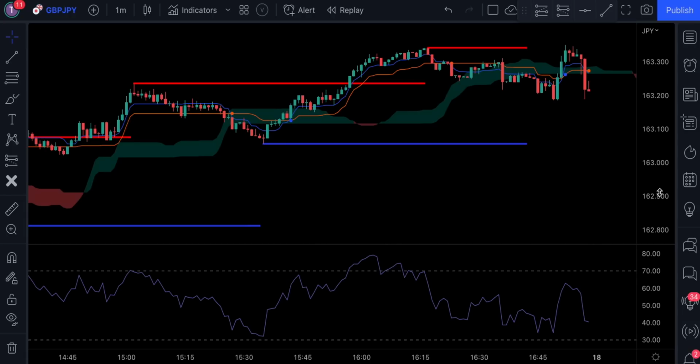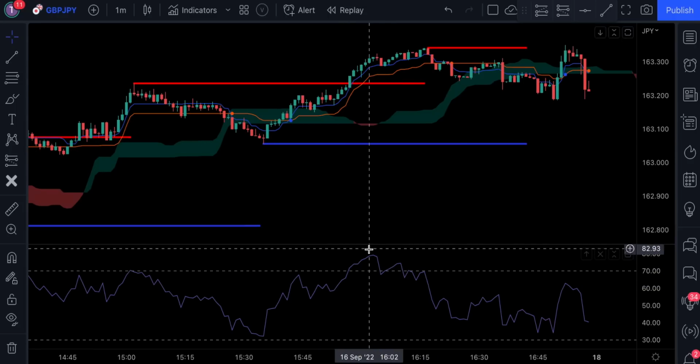You can also try to improve this strategy by adding a volume or a volatility indicator to the chart. This way you will make the strategy even safer. And if you want to make even more profits, you can add a different exit indicator. If you don't know which one to use, check out this video right here.